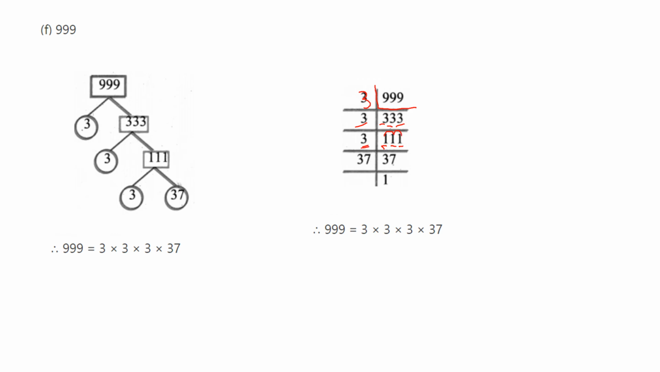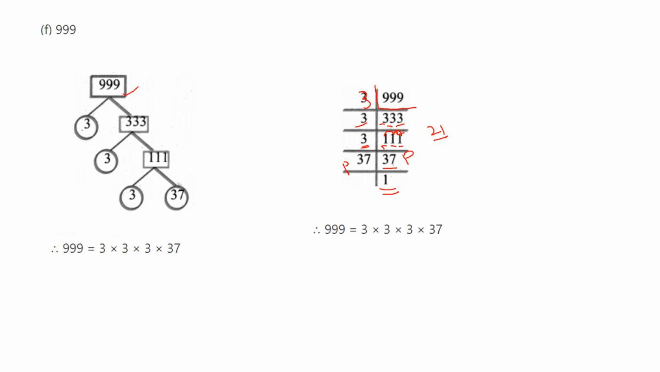So 3 3s are 9. 11 minus 9, 2. 21. So 3 7s are 21. So 37. 37 is a prime number. Divide with the prime number. 37 1s are 37. So draw the factor tree here.